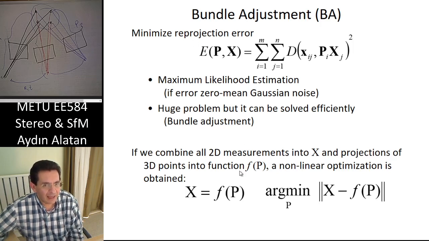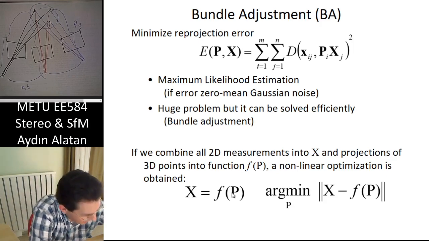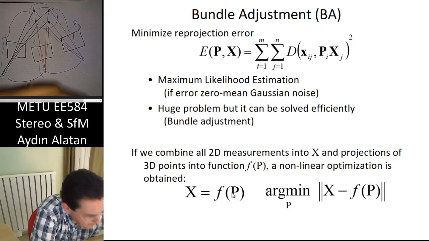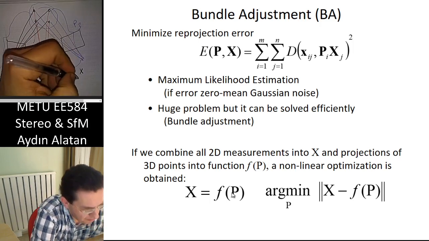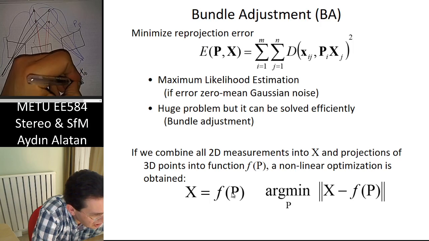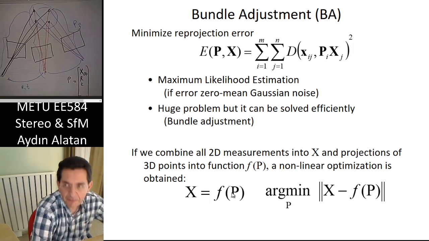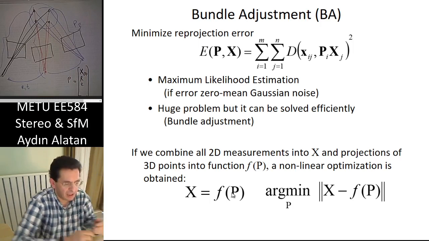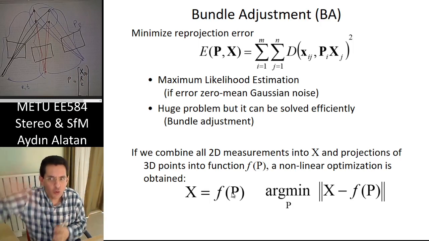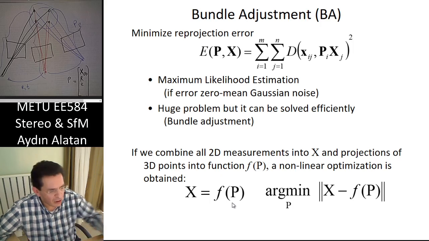Now, I'm going to write it like this. Everything, all your 3D points, these are X3D. Also your rotations, translations, all of them as a huge P matrix. This P, this time, is a huge vector. This is not a matrix, it's a vector. This P vector consists of everything unknown.